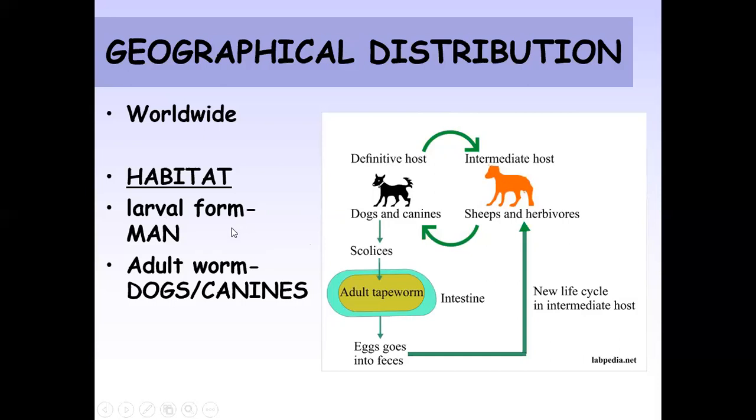So the larval form is going to be found in man, sheep, goats. The adult form is going to be found in dogs. So remember, whenever you are writing down the lab diagnosis of Echinococcus, there is no role of stool examination of humans in the diagnosis. The first thing you are going to write in the lab diagnosis is stool examination, and stool examination in man does not have any value. It does not give you any diagnostic positivity.